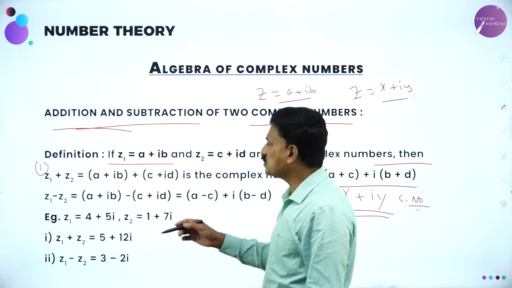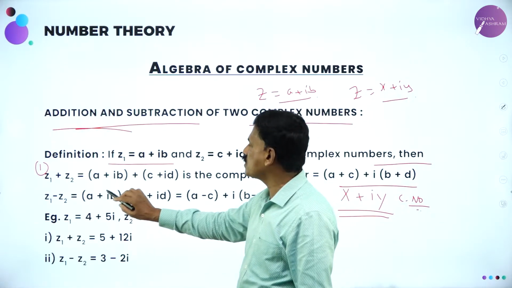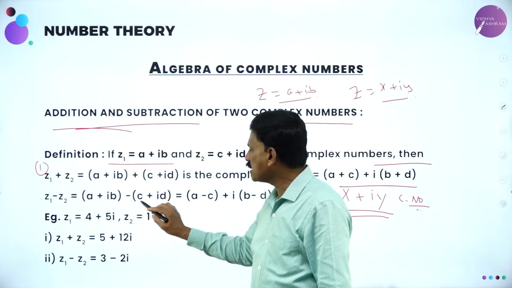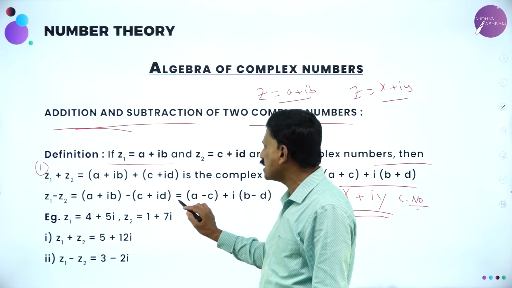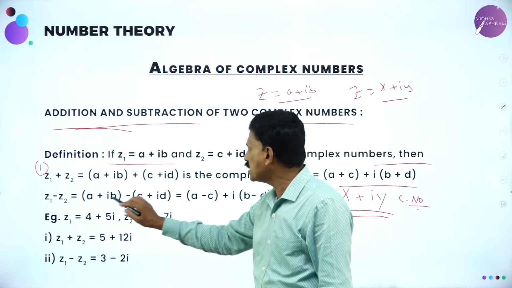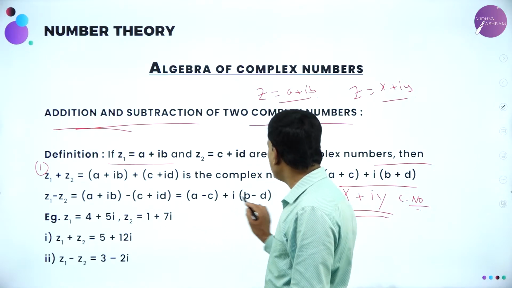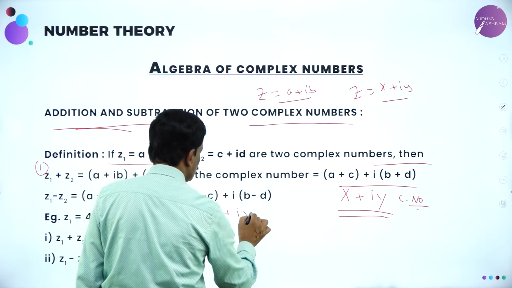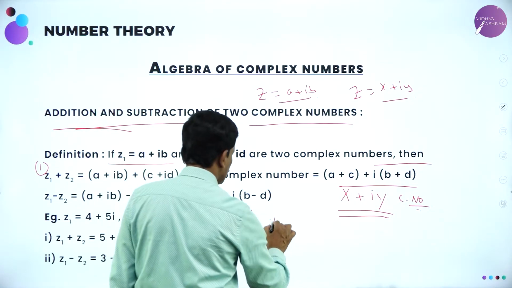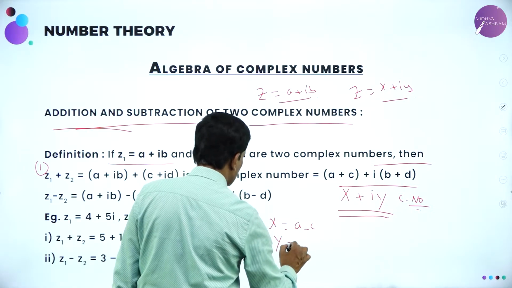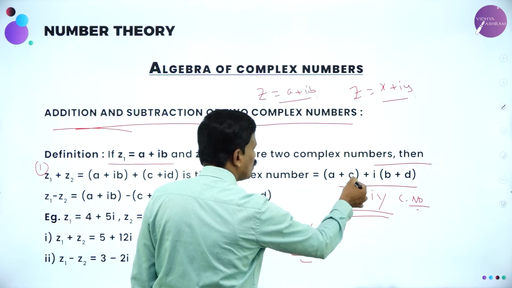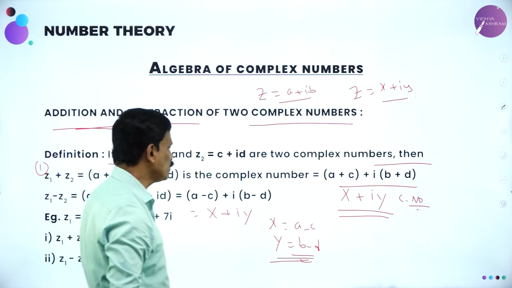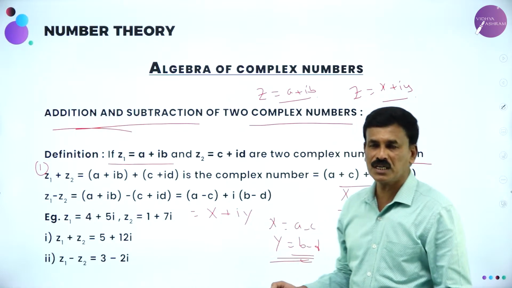Whereas in subtraction, let us take z1 minus z2. What is z1? a plus ib, minus z2, which is c plus id. Subtract the real parts and imaginary parts: a minus c plus i into b minus d. Again, this is also of the form x plus iy. Here x is equal to a minus c and y is equal to b minus d. Therefore, again this is of the form x plus iy.